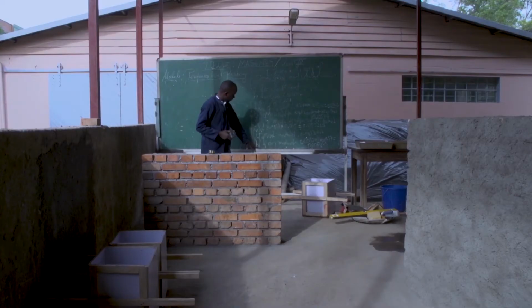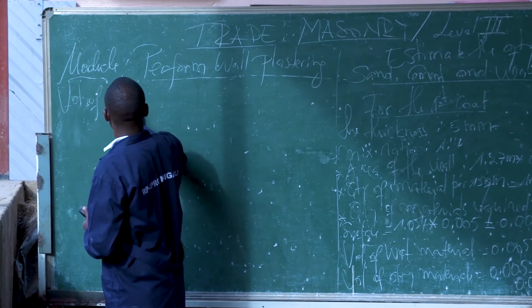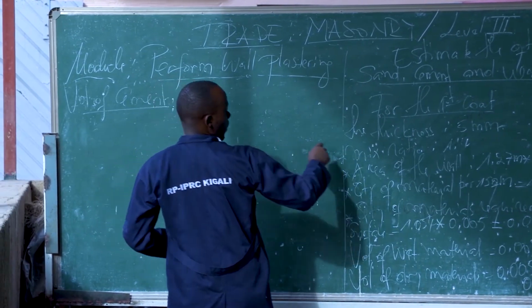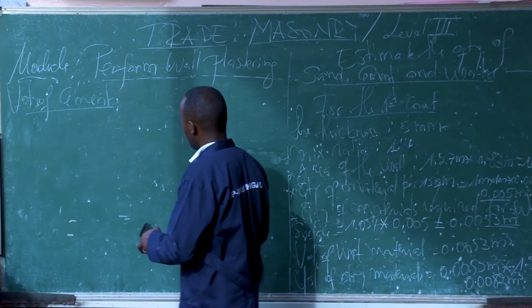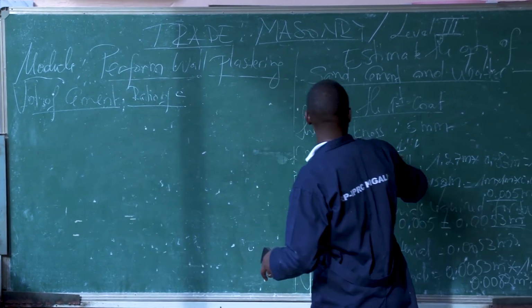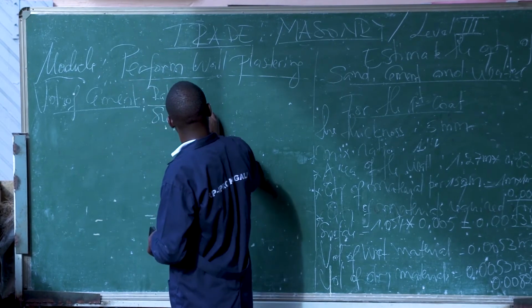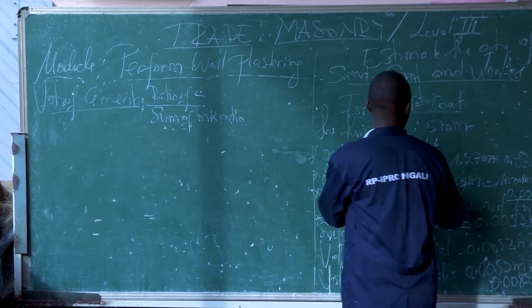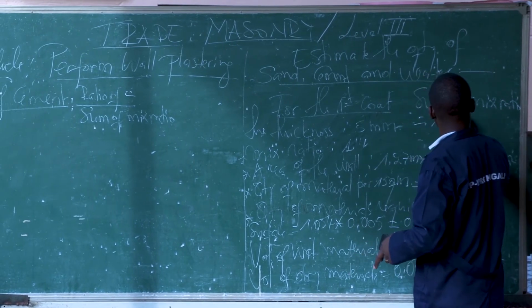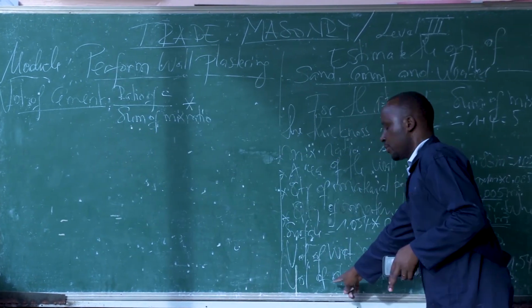So after finding the volume of dry material, we have to determine the quantity or volume of cement. This will be equal to the ratio of cement, which is equal to 1, over the sum of mix ratio, which is equal to 5. The sum of mix ratio is equal to 1 plus 4. Okay, this gives 5. Then multiply by the volume of dry material.